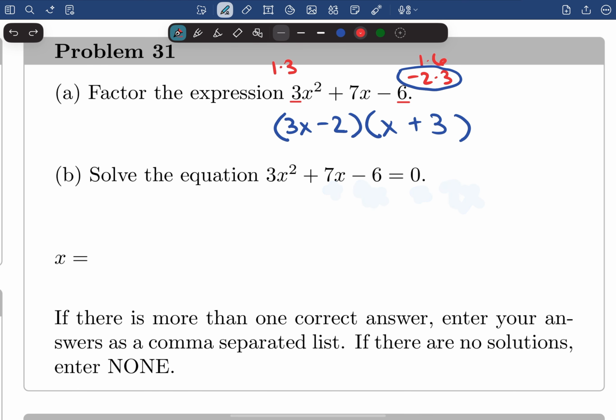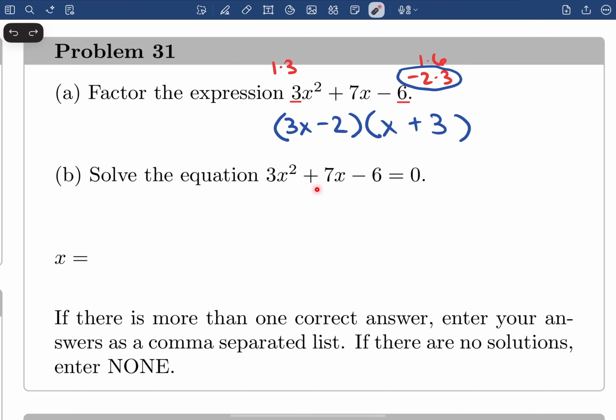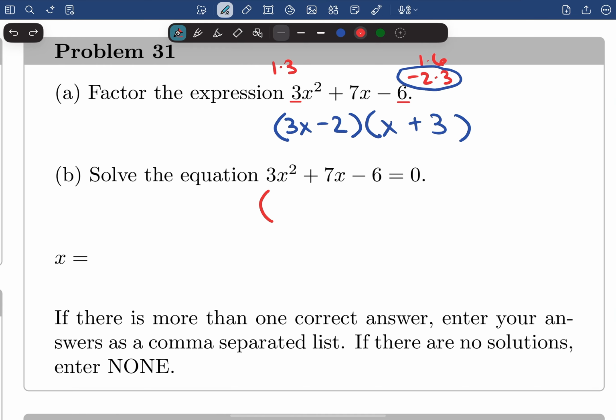Great. Now it says for part B, solve the equation 3x squared plus 7x minus 6 equals 0. So it's taking the same trinomial, right, and setting it equal to 0. So I've already factored it, right? So I'll use that factoring, 3x minus 2 times x plus 3, setting that factored trinomial equal to 0.